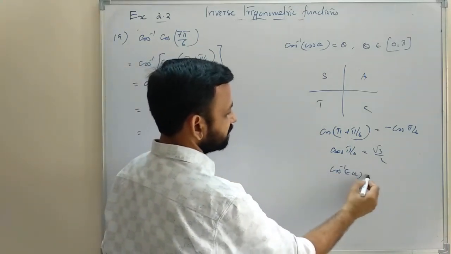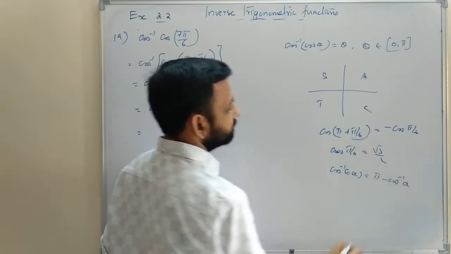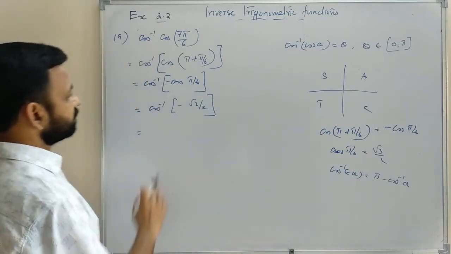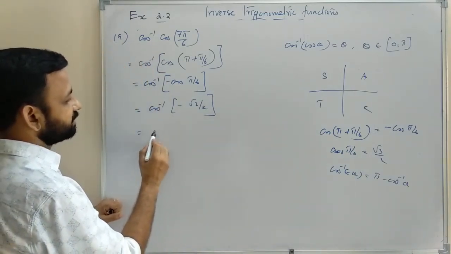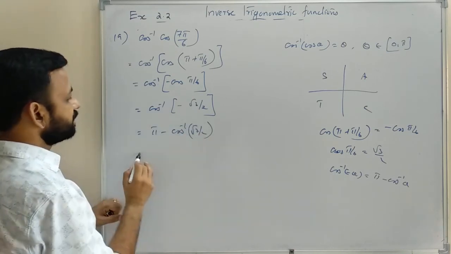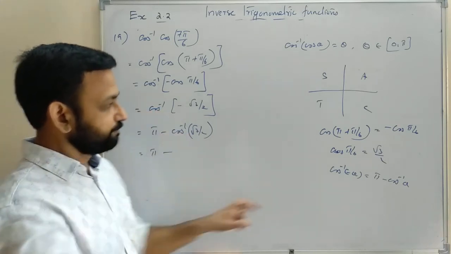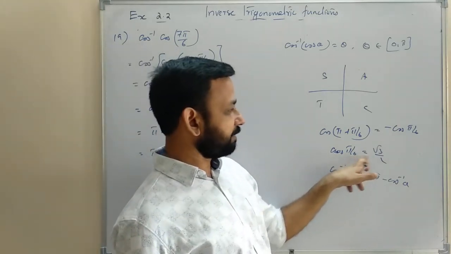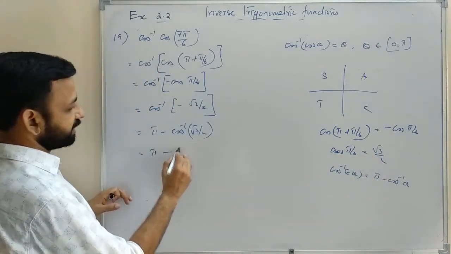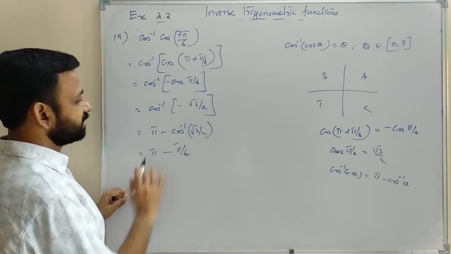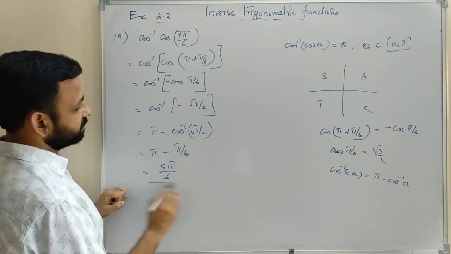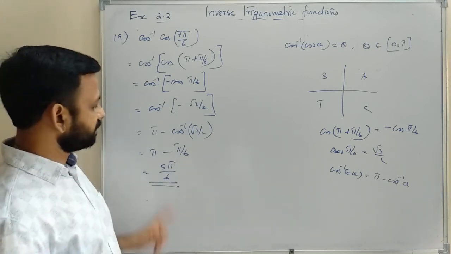Cos inverse minus theta is equal to π minus cos inverse theta. That is the formula. So cos inverse minus root 3 by 2 we can write as π minus cos inverse root 3 by 2. Cos π/6 is equal to root 3 by 2, therefore cos inverse root 3 by 2 is equal to π/6. So π minus π/6, we can take LCM 6: 6π minus π, that is 5π/6. So that is the answer, 5π upon 6.